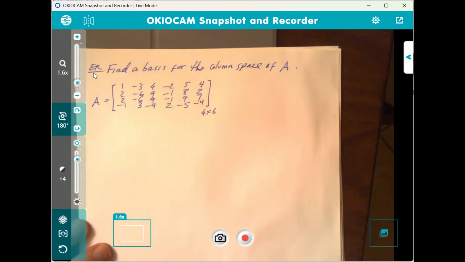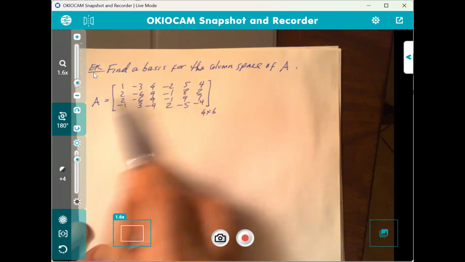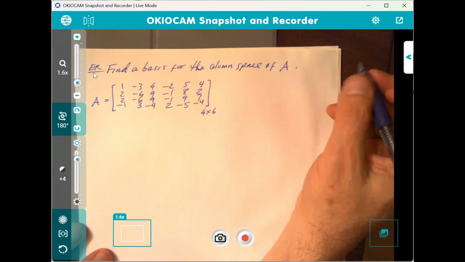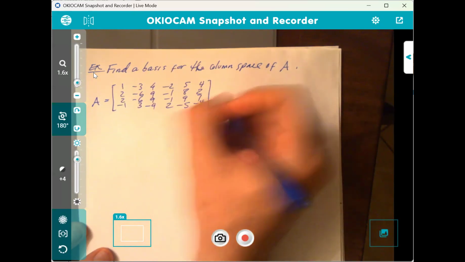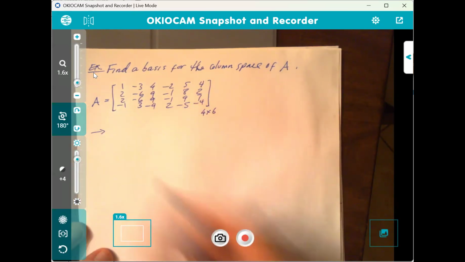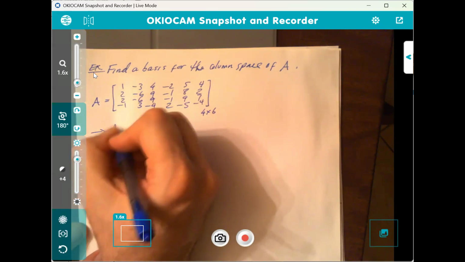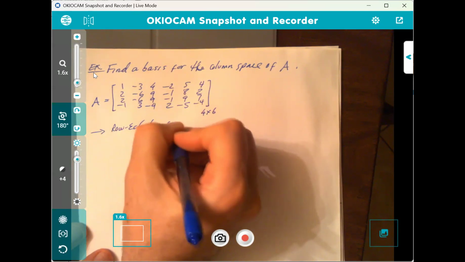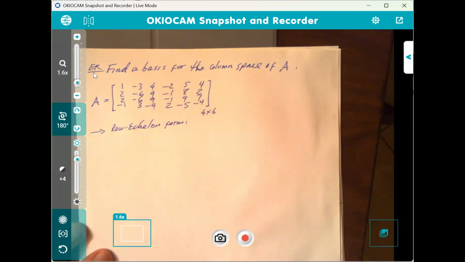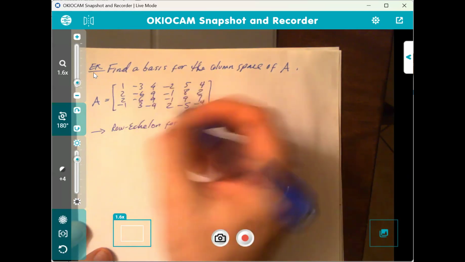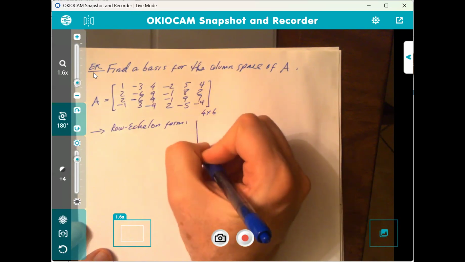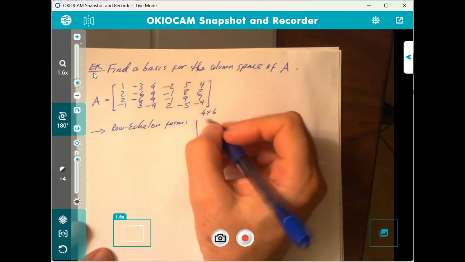So what do I need to do now? I need to write this matrix in its row echelon form. Okay, so there you go. You're going to transform this in its row echelon form. And again, I should confess, I use Symbolab, okay? I'm not crazy to do this by hand. Okay, so here's what the row echelon form looks like.